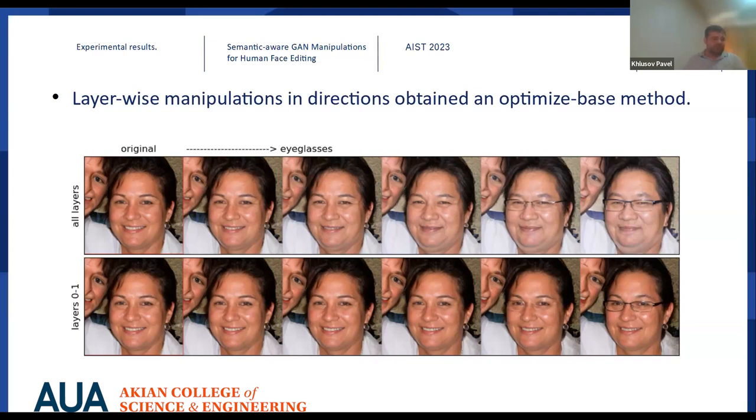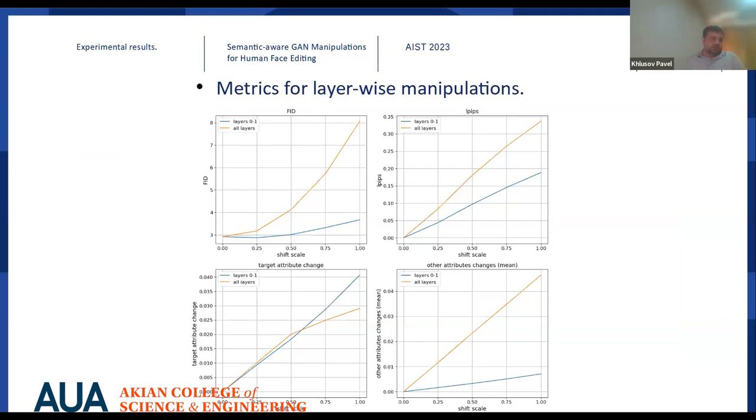The first row shows images obtained by applying shifts to all layers, and in the second row, the shift is applied only to the first two layers. And we can see that in the second case, the identity of the face is well preserved. There are practically no changes in independent attributes. In the case of applying shifts to certain layers, first of all, we get much better metric values, especially for Fréchet inception distance.